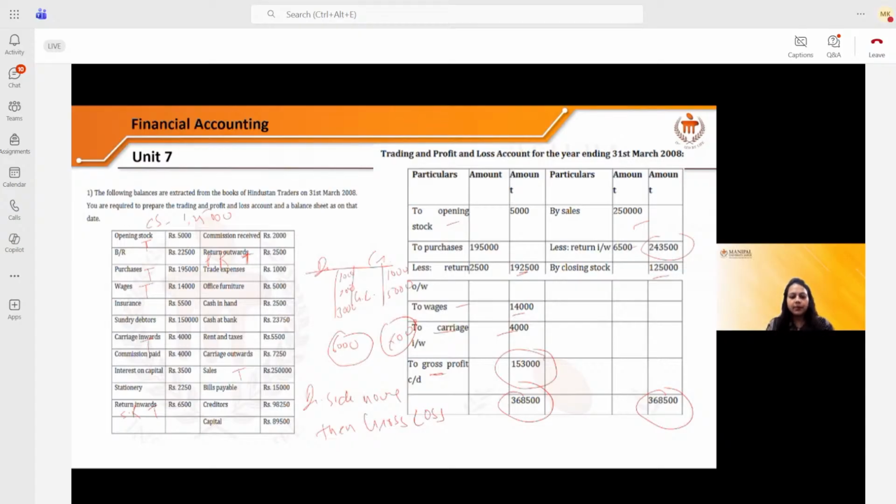Okay. Let me take more queries. Return, okay. That is the format actually. You will have to deduct. From purchase, you will have to deduct purchase return. From sales, you will have to deduct sales return. Okay, someone has understood. Okay, very good.